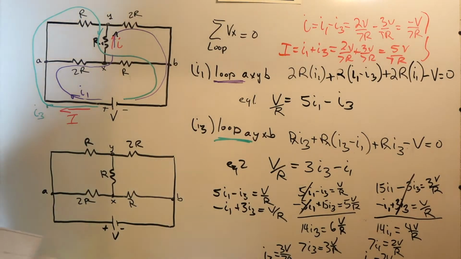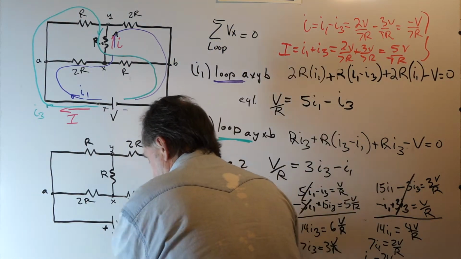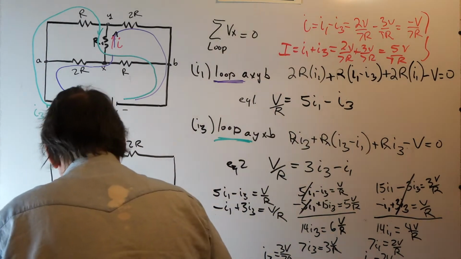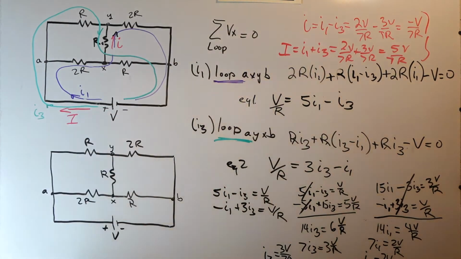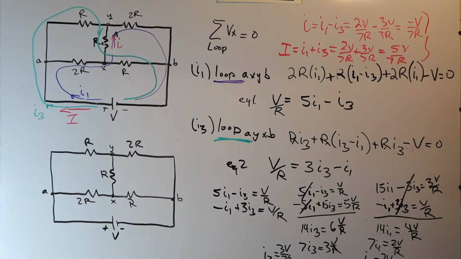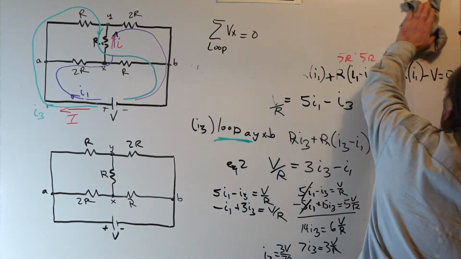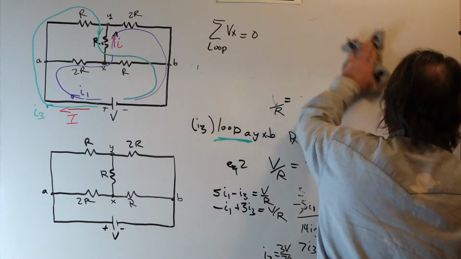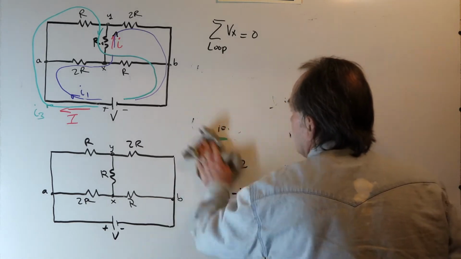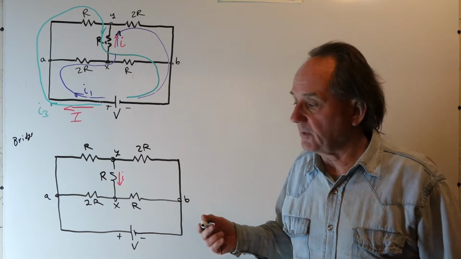Now, I'm going to show another way using different loop currents for solving the network. I'll just let you look at that a second. Get that before I erase it. Okay, again, we're going to use Kirchhoff's voltage law around loops, but we're going to choose different loops this time. I'll now solve the network using a different set of loop currents.